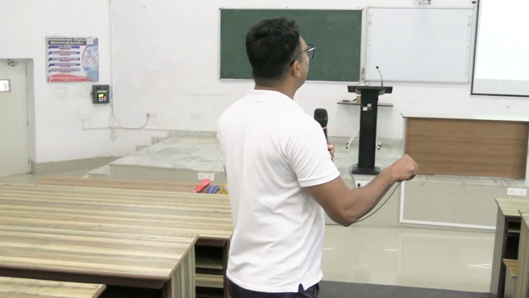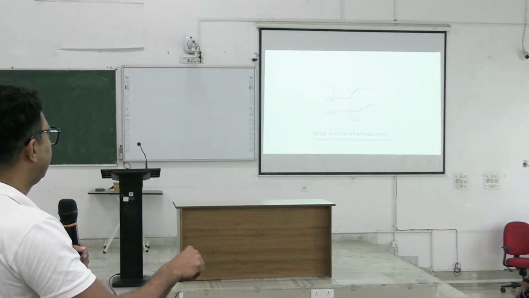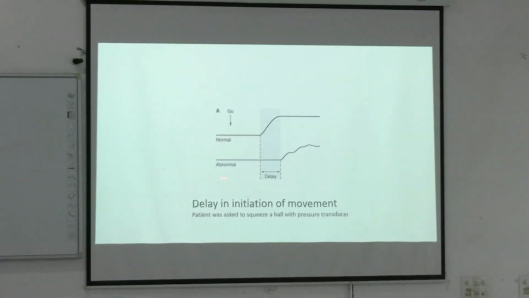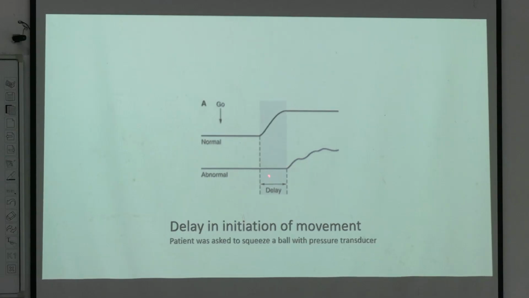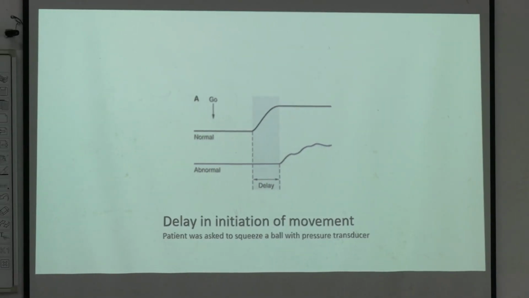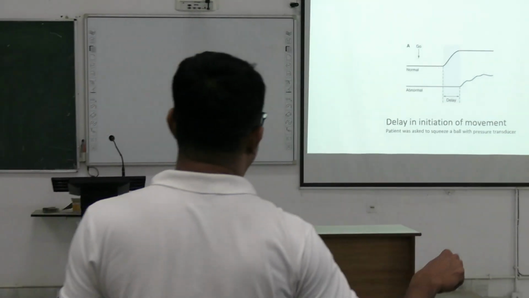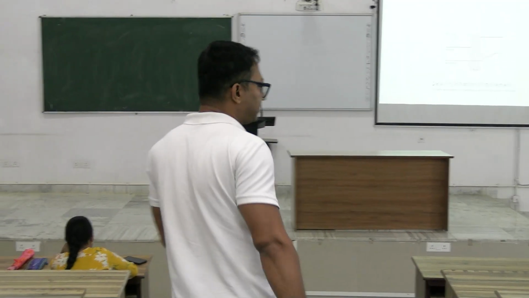Here is the point go when the advice was given. For a normal person, here is the point to start activity, but you see for abnormal, when there is cerebellar lesion, there is a significant delay, and then the patient is doing the motor activity. Clear? So, delay in initiation of movement. The patient was asked to squeeze a ball with a pressure transducer.